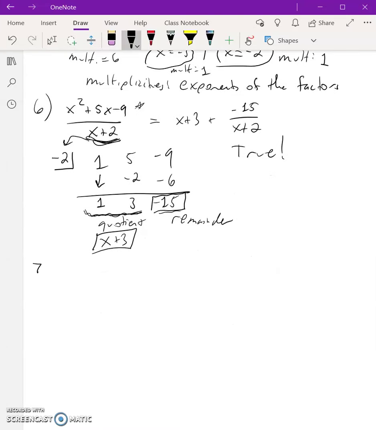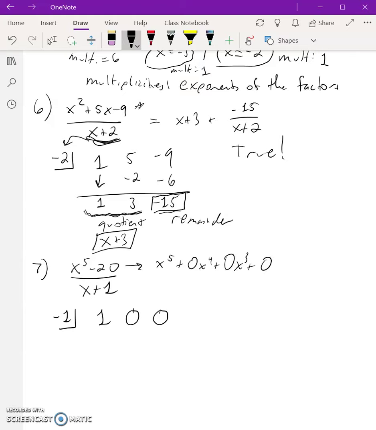Then question 7, we had another division, x to the 5th minus 20 over x plus 1. Many of you did synthetic division again. So you put negative 1 in the box, and we put the coefficient of x to the 5th, which is 1. But remember, we have to include zeros for all of our missing powers of x, because this is the same thing as x to the 5th plus 0 x to the 4th plus 0 x cubed plus 0 x squared plus 0 times x minus 20.